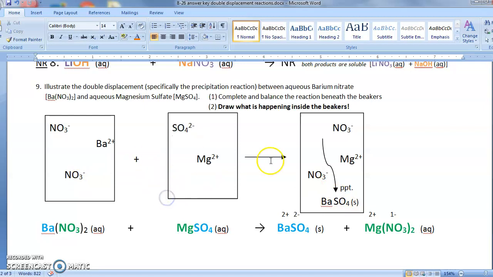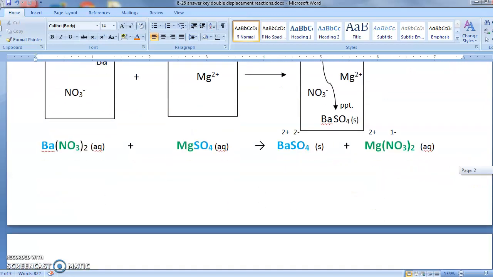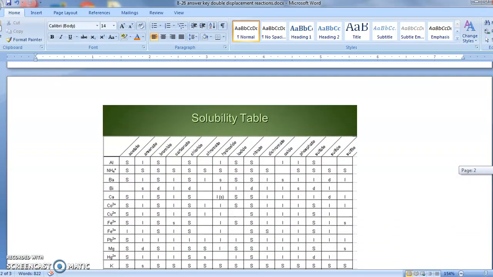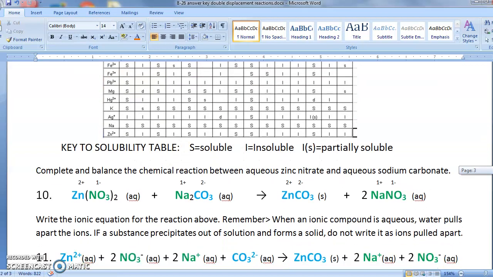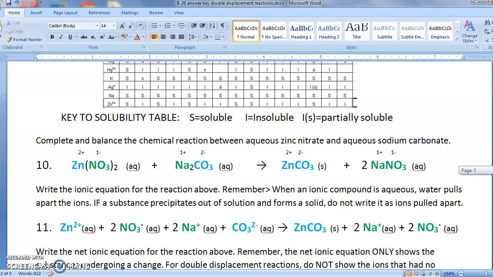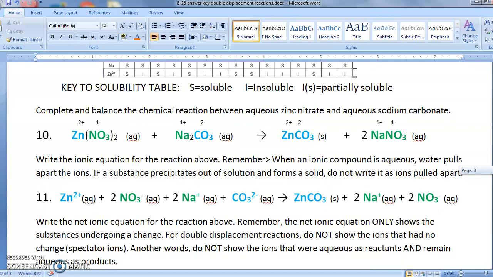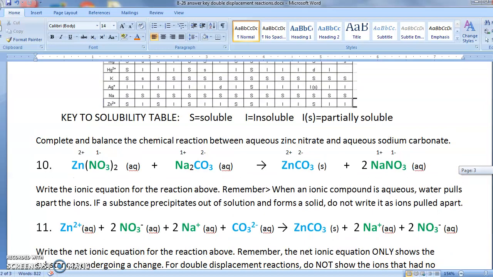So this picture here is illustrating what happens when we pour those together. The bariums are going to bump into the sulfates. PPT stands for precipitate out of solution. We continue on to our final page. And here we're going to go back and review a little bit about writing net ionic and ionic equations. And we're going to review a little bit about spectator ions.